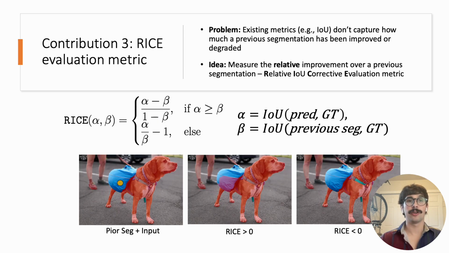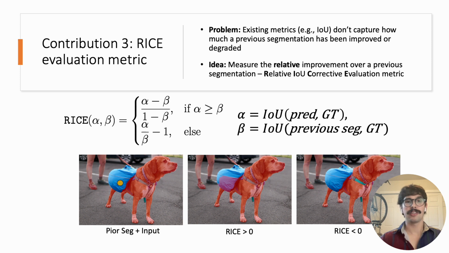We also introduce a new holistic evaluation metric for interactive segmentation that we call the Relative IOU Corrective Evaluation Metric, or RICE for short, to address the issue that existing metrics such as IOU or number of clicks don't capture how much a previous segmentation has been improved or degraded with a new prediction. To do this, we measure the relative improvement of a prediction over some previous segmentation to get a score ranging from -1, meaning that we destroyed the segmentation entirely, to 1, meaning that we perfectly improved it.